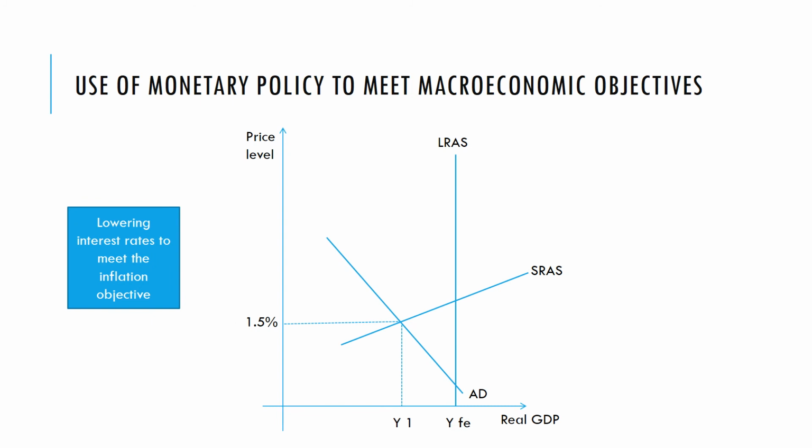If we imagine actually the economy was in this situation where the rate of inflation is 1.5% below target, the Bank of England may consider lowering the interest rate to try and encourage more aggregate demand to get back towards our 2% rate of inflation.